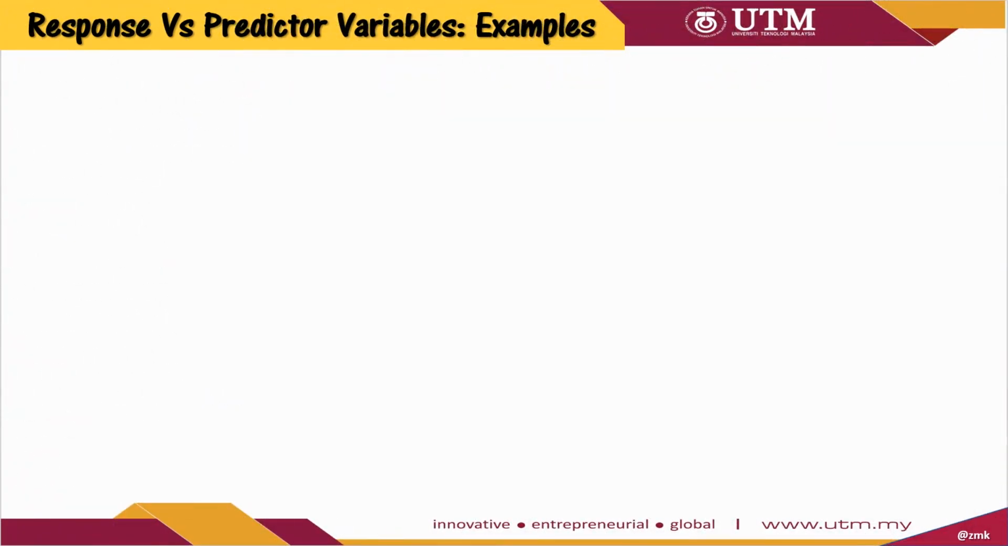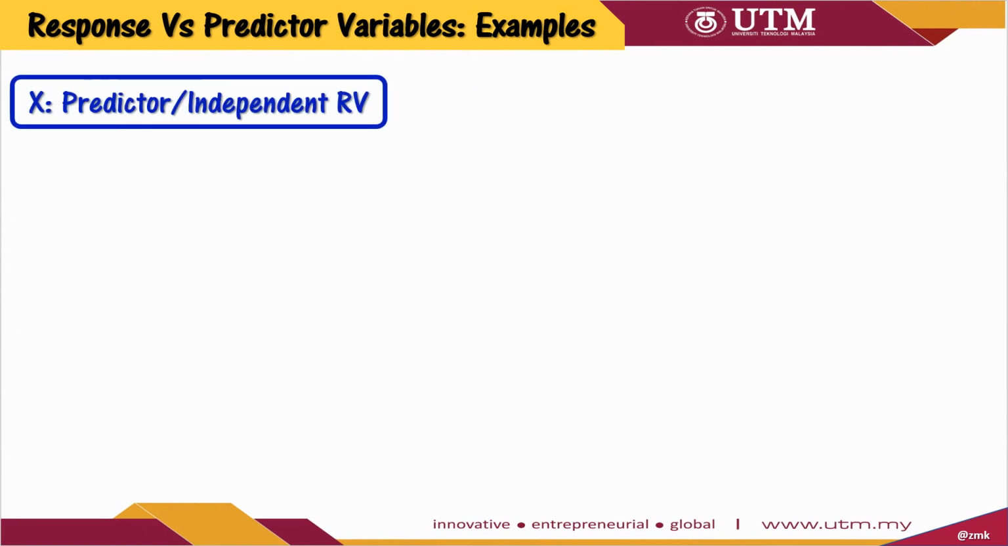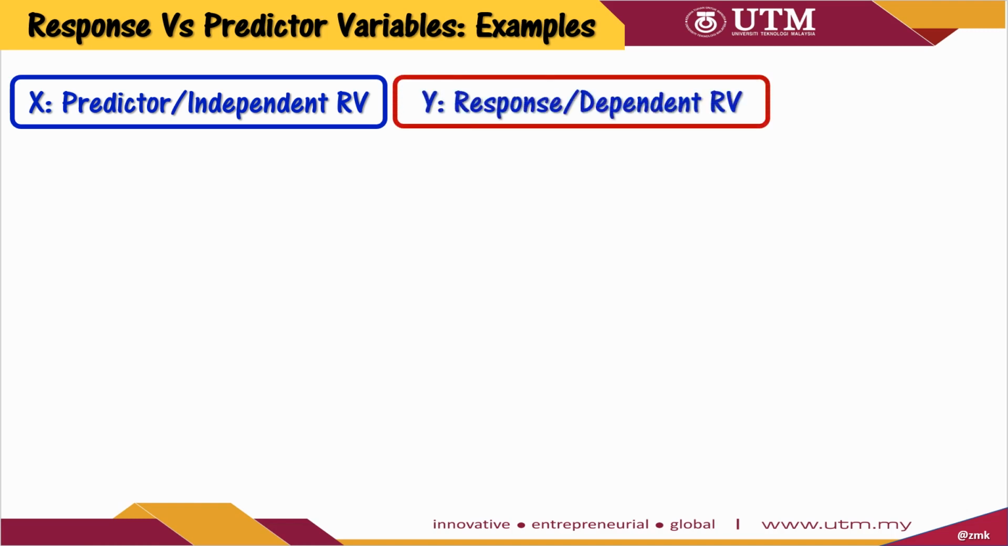How do you identify which one is a predictor or independent variable denoted by X in blue, and which one is a response or dependent variable denoted by Y in red? In simple linear regression analysis, it is crucially important to identify correctly which one is a predictor variable and which one is a response variable, because the regression of Y on X is not the same as the regression of X on Y. Let's look at a number of examples here.